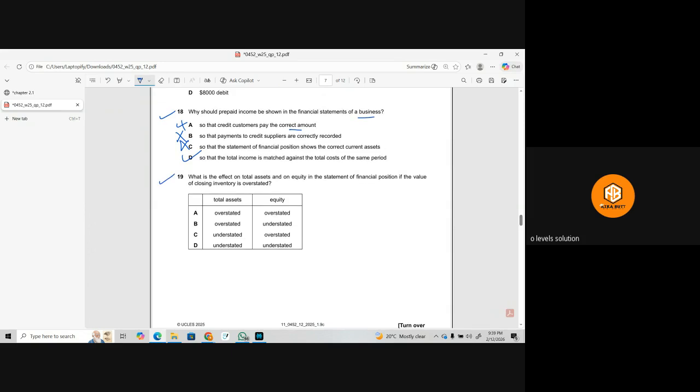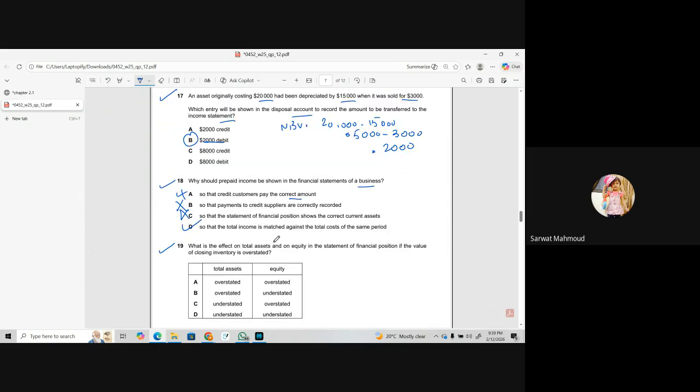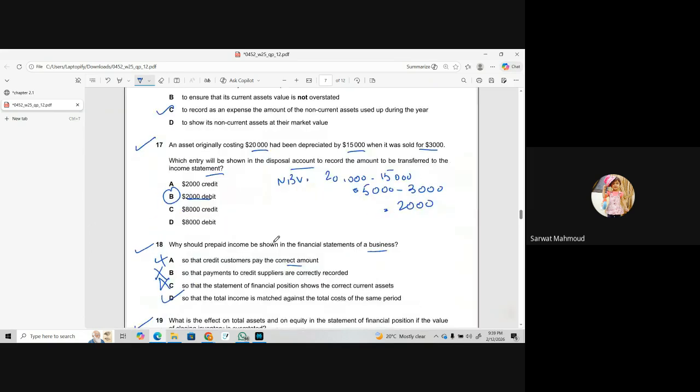Question number 19. Okay. What is the effect on total assets and on equity in a statement of financial position if the value of closing inventory is overstated? Total assets, closing inventory overstated. A is not correct. Overstated. Yes, A is not correct.